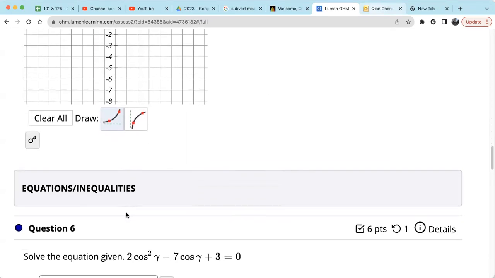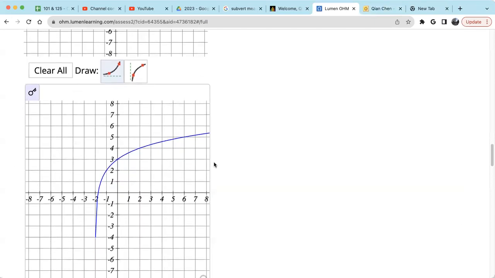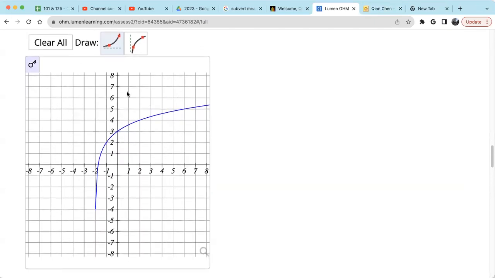Now let's go to 6. Oh, let me show you the graph. See the graph like this. Make sure you tell yourself x equals -2. It's better to draw the vertical asymptote. Okay, at x equals -2, that's your vertical asymptote.